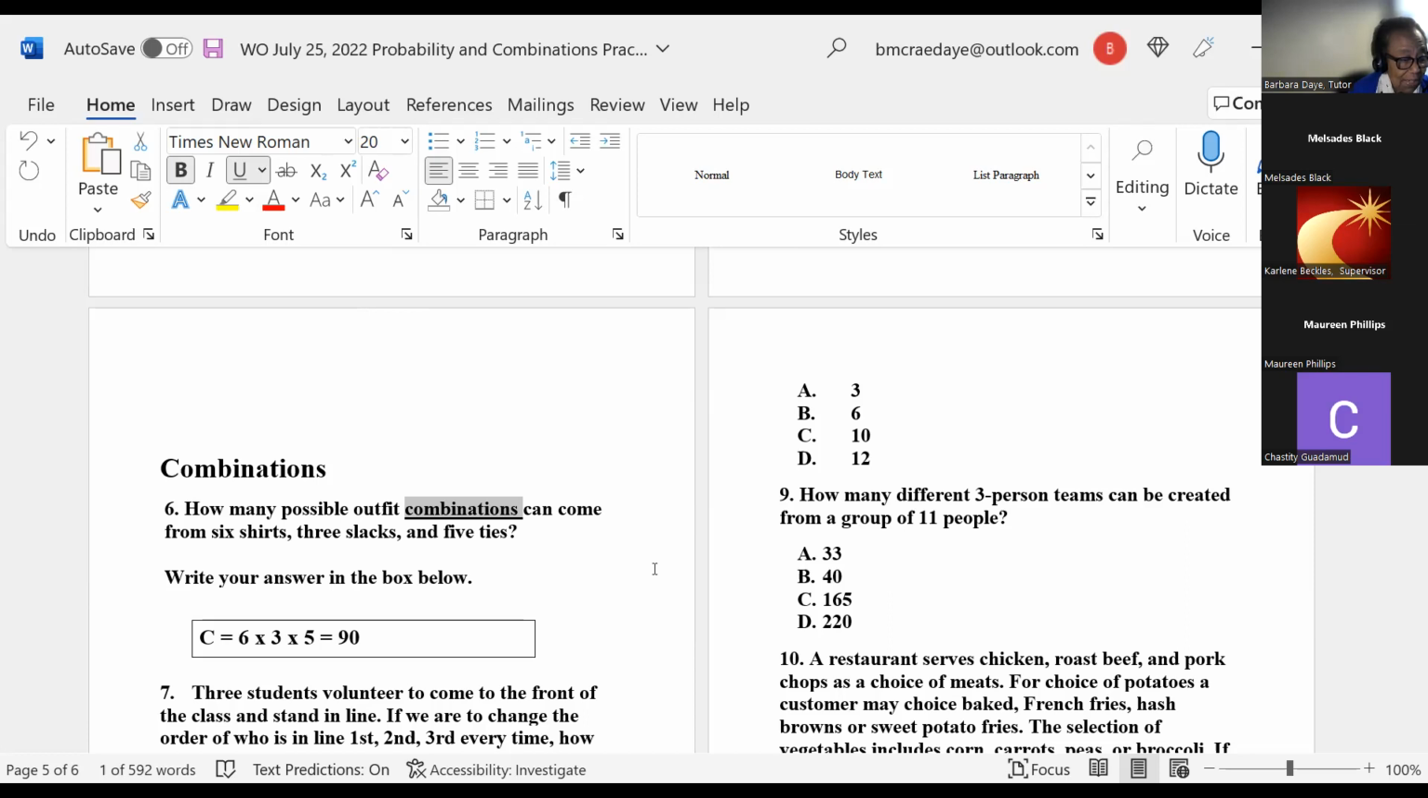Okay, you follow what I'm saying? Yes, that would take a while to do. I mean, you could put it in the table, but it'll take a while because you've got to use all 6 shirts, all 3 slacks, and all 5 ties in each outfit. Got it? Okay. So next time, because it's a combination, I just multiply them. That's right. That's what combination is: multiplication of the number of each item.